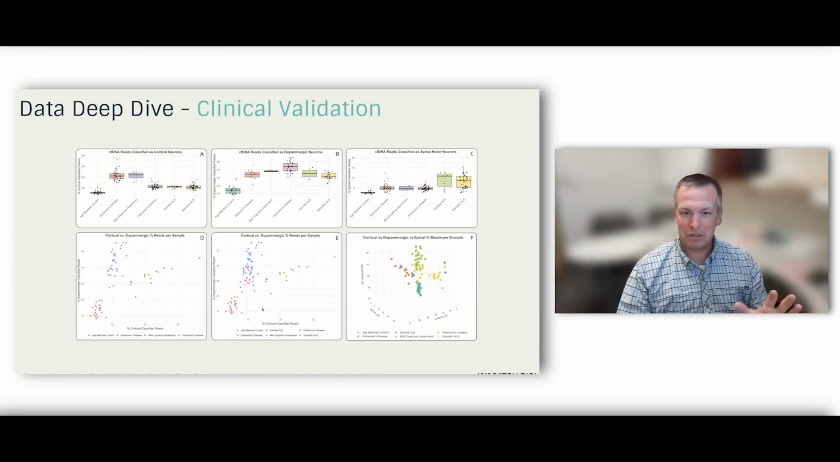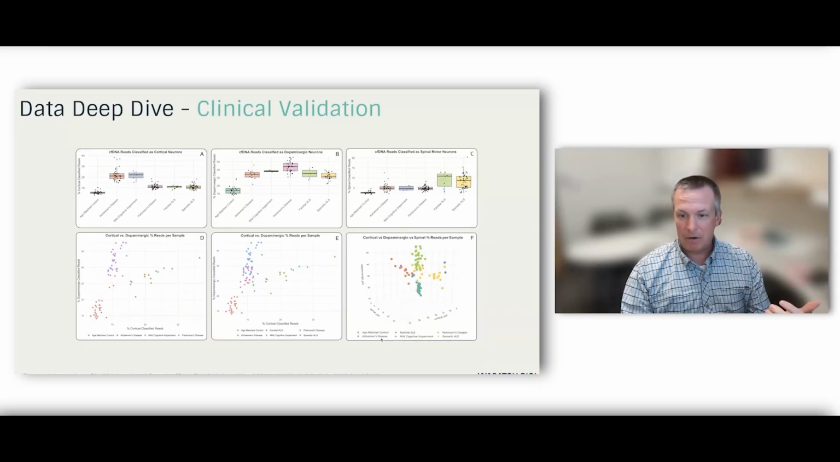Visually, it's harder to show things in more than 2 dimensions, but we can generate models that do this. And we did actually generate a 3-dimensional version of this where we have dopaminergic, spinal motor neurons, and cortical neurons all being used to try to parse out these different disease states. And you can see, it does this really nicely, right?